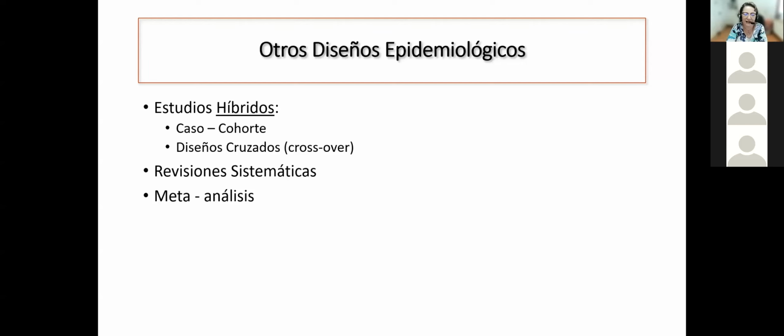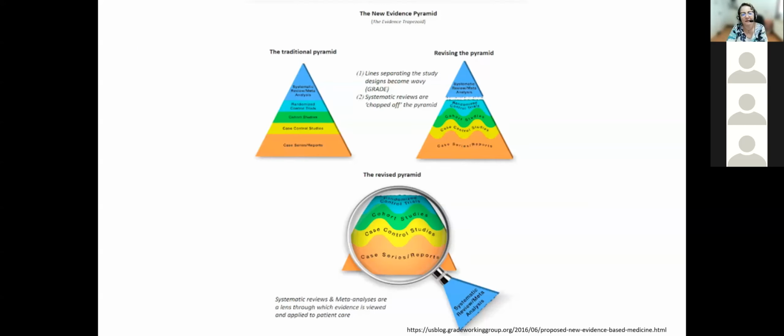And we also have systematic reviews and meta-analysis. The meta-analysis studies all the studies that have generated evidence. Here we're talking about the evidence pyramid, which has different sections that you can see here with this magnifying glass. You have case-control studies, cohort studies, randomized controlled trials. Here you also have the systematic reviews and the meta-analysis studies.